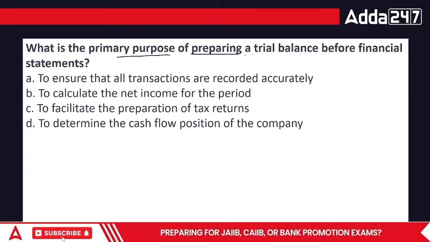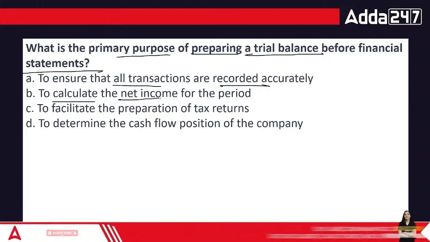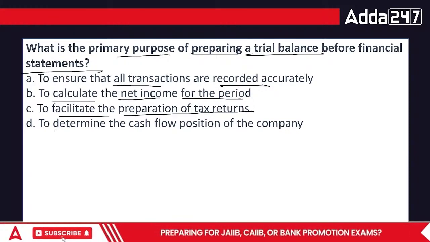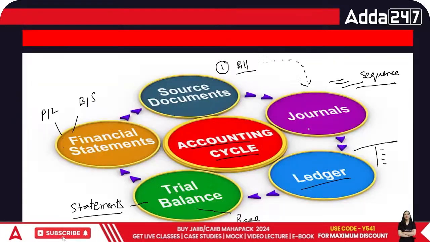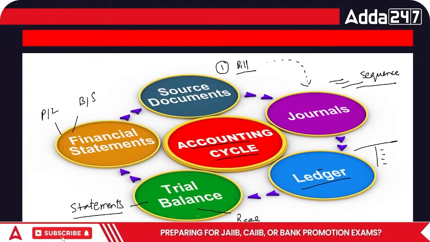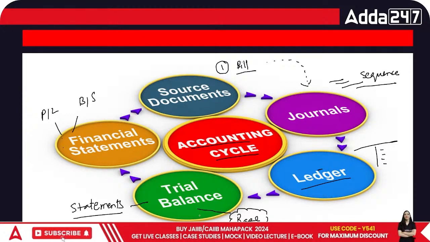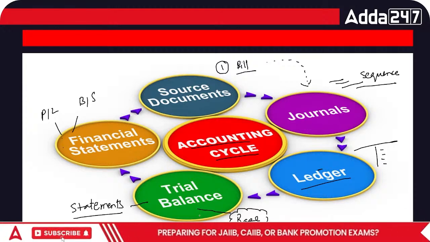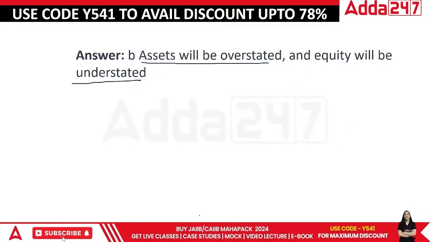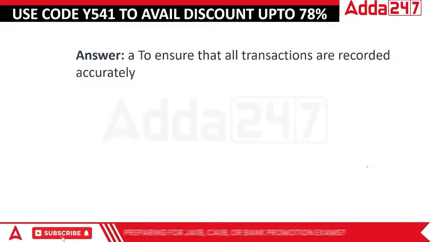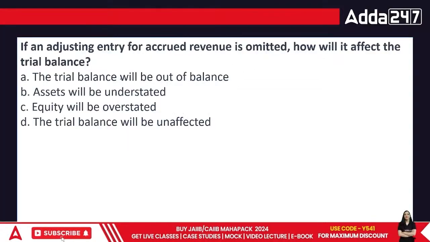What is the primary purpose of preparing the trial balance before the financial statements? To ensure all the transactions are recorded accurately, to calculate the net income for the period, to facilitate the preparation of tax returns, or to determine the cash flow position of the company. As you already know, when we go back, we talked about this area. Trial balance is the base. It is the reason that we are able to compile everything from the ledger, and that compilation leads to the area of the financial statements. Then comes that is to ensure that all the transactions are recorded accurately. One particular reason for it is to have accuracy.